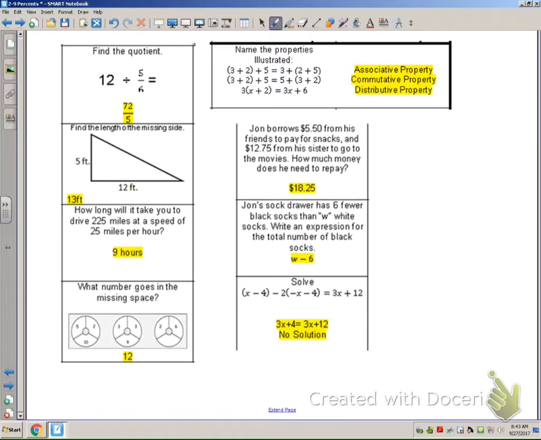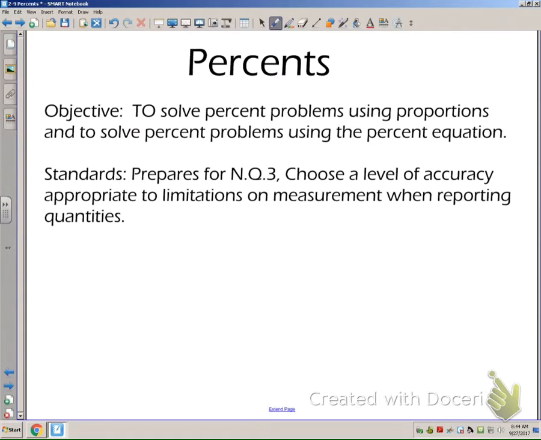And here is the answers to your homework. If you want to go ahead and check those, you can pause the video, and we're going to jump right into the lesson today on percents.